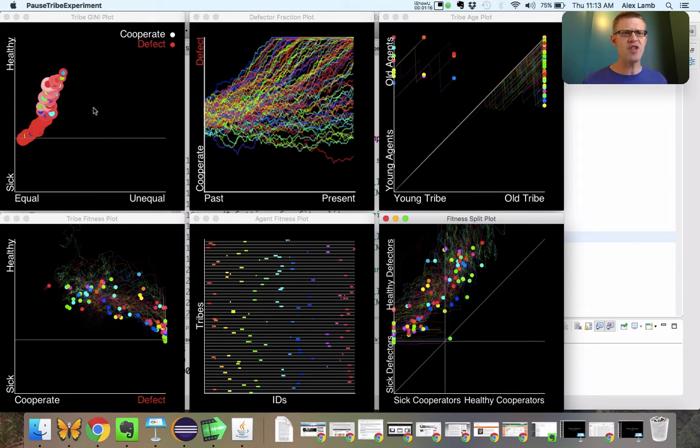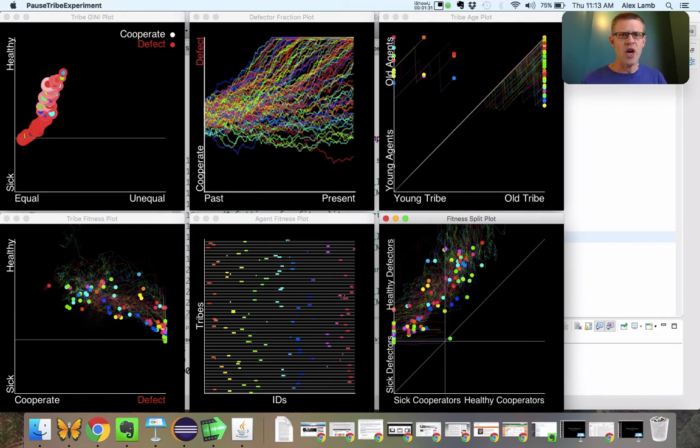Up here, we've got disks. Red disks means lots of defectors. White disks means lots of cooperators. And they wander around in a space that tells you whether or not they're sick or healthy and whether or not the society is equal or really hideously unequal.